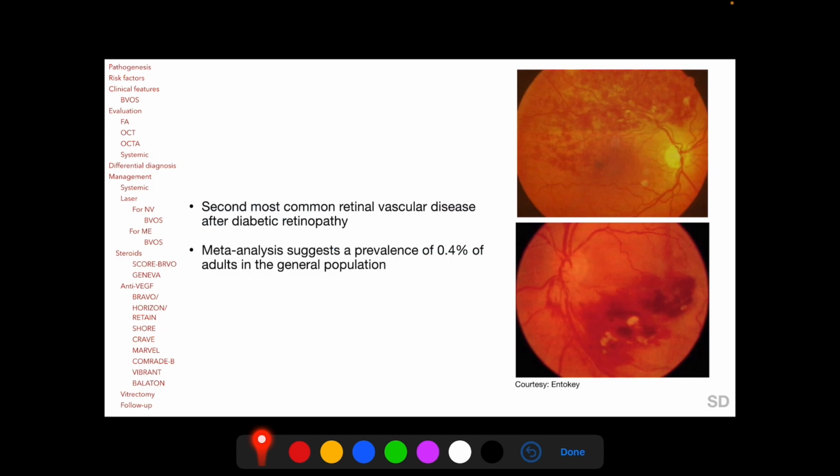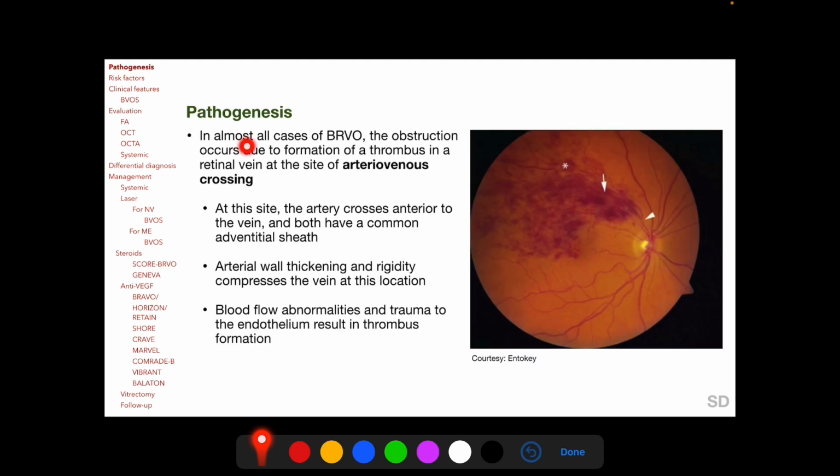Branch retinal vein occlusion, or BRVO, is the second most common retinal vascular disease after diabetic retinopathy, and a meta-analysis suggests a prevalence of BRVO of 0.4% among adults in the general population. In almost all cases of BRVO, the obstruction occurs due to formation of a thrombus in a retinal vein at the site of an arteriovenous crossing, and this is very important to remember.